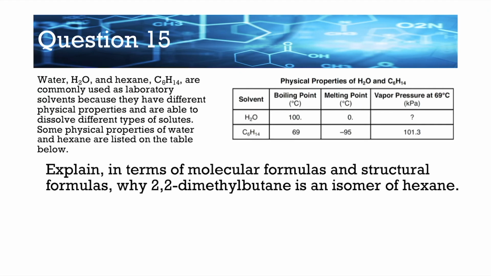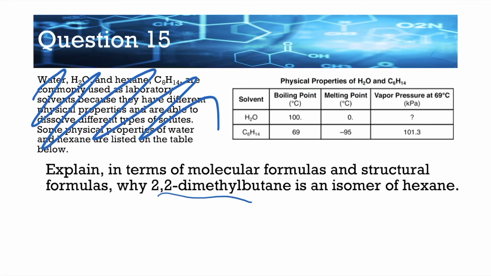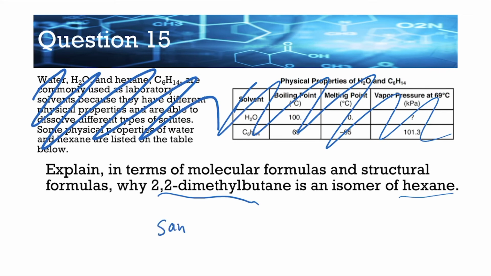Okay, number 15. Nobody cares about this. It says, in terms of molecular formula and structural formula, why this is an isomer of this. So we don't really care about this either. It's saying, why is something an isomer? So you have same molecular formula, and when it says in terms of, you need to mention molecular and structural. So same molecular formula, but a different structural formula.